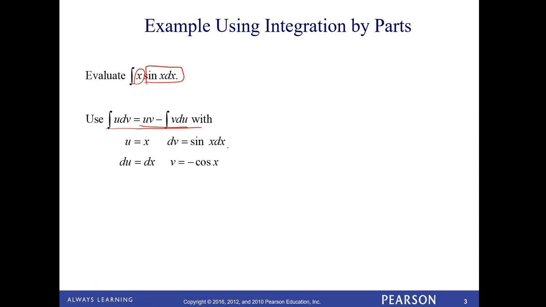Taking this original separation by parts, we're going to differentiate u, so du equals dx. We're going to integrate the dv, so v equals the antiderivative, negative cos x. So this is the pattern. We're going to do u times v minus the integral of v du. So this is how that's going to look.